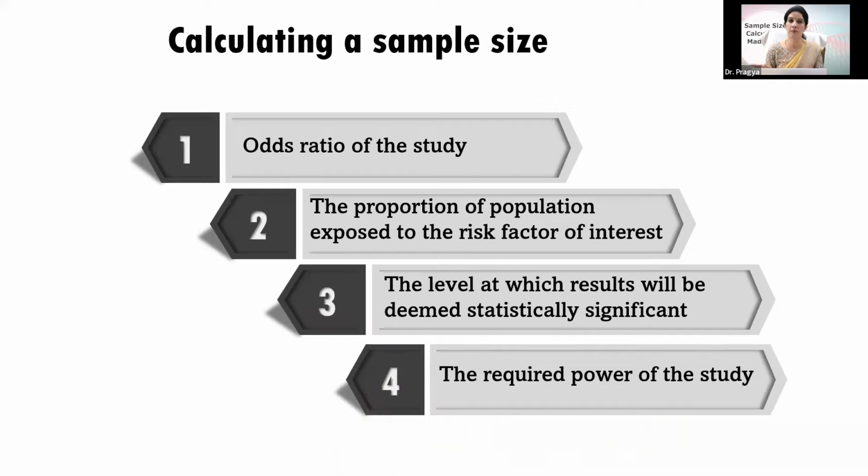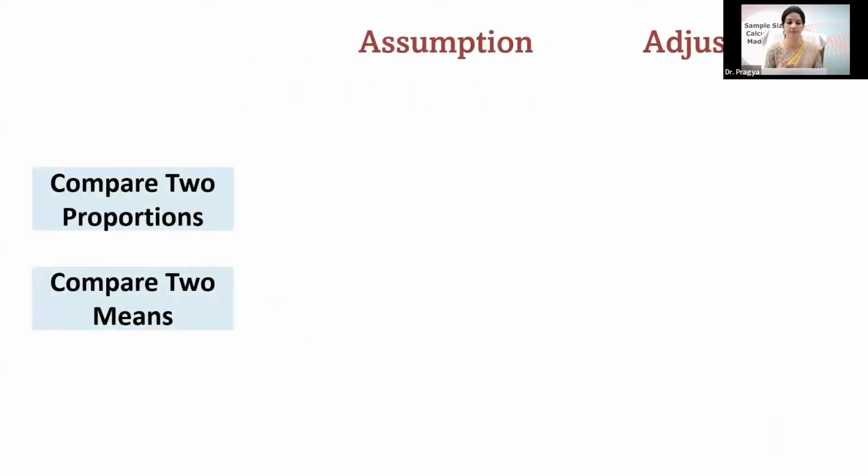The minimum significance we fix at 5% and the minimum power we fix at 80%. That we discussed in the first session, so I'm not going into the detail of that. Here we will discuss mostly the odds ratio, and how a change in the odds ratio or a change in the exposure pattern in the population affects the sample size.